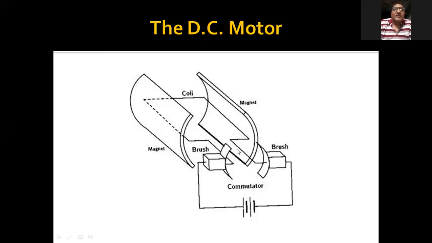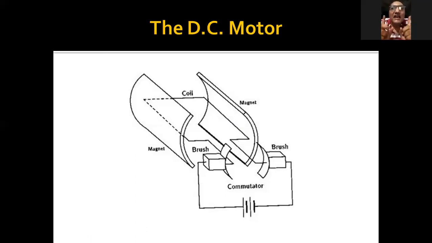So you see, this side was previously connected with the positive, and after moving beyond the vertical position, this side will come in contact with the negative side of the battery. This side here is in contact with the negative side. When this rotates and passes beyond the vertical position in the clockwise manner, this side will come in contact with the positive side. So you see, the direction of the current will reverse once the coil rotates beyond the vertical position.